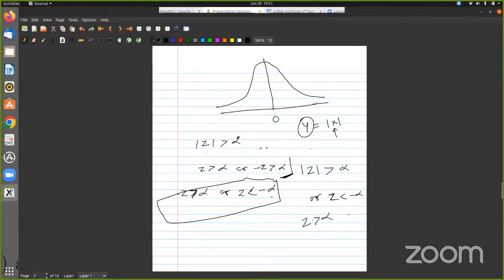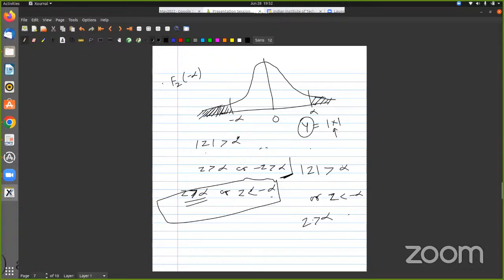So now z is greater than alpha means which part of the probability curve? This part, because this is alpha. And minus alpha is here. So z is less than minus alpha is which part of this curve? The left side of this curve. But since it is symmetric, we know that the left side part and the right side shaded part are both equal.